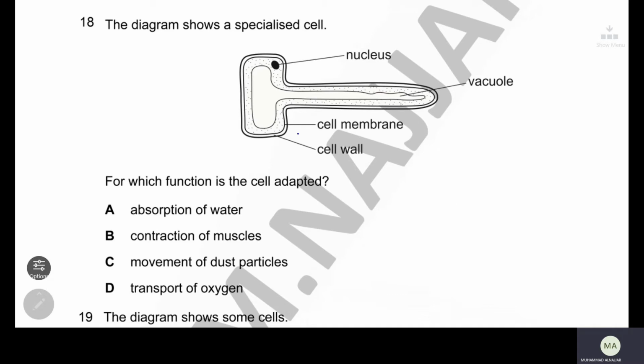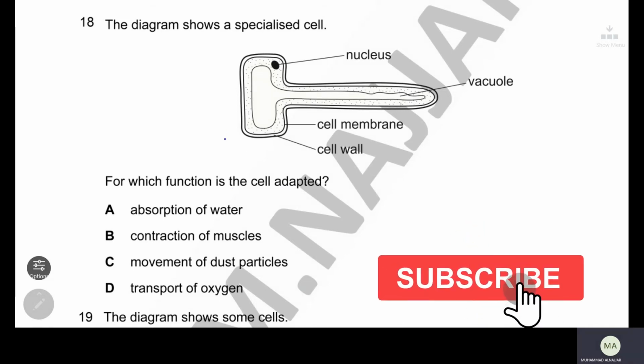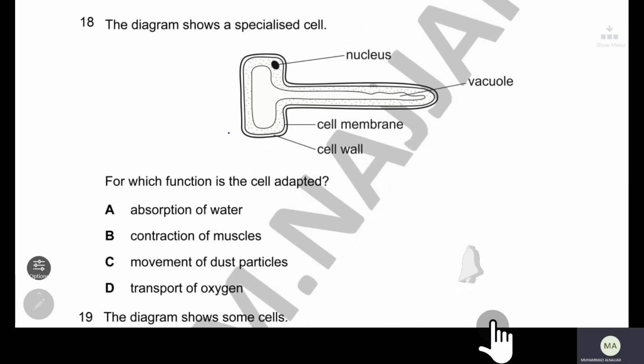The diagram shows a specialized cell. For which function is the cell adapted? We took this typically in the modifications of cells in order to adapt to doing a specific function. A, absorption of water. B, contraction of muscles. C, movement of dust particles. D, transport of oxygen. If you define the cell, if you know what this cell is, then you will answer the question.